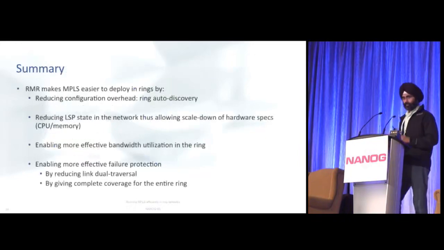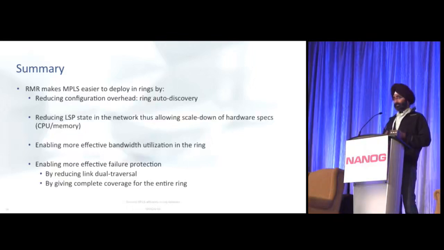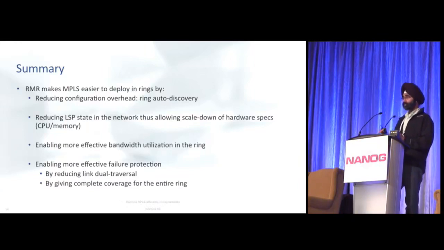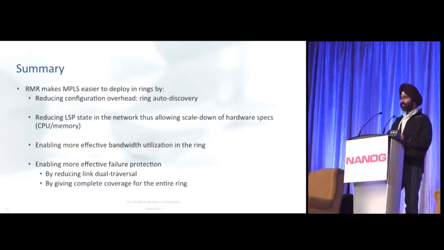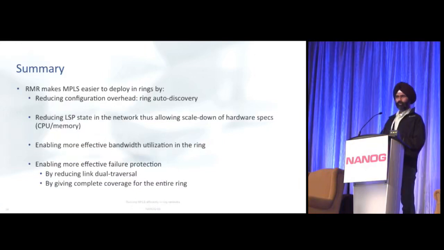In summary, RMR makes MPLS easier to deploy in rings. It makes configuration much easier, and it enables reduction of control state on nodes in a ring. By virtue of being able to utilize both the paths that exist between a pair of nodes for forwarding labeled traffic, it is utilizing the bandwidth effectively. And it helps prevent link dual traversal by virtue of the cascaded global repair scheme that I described in one of the earlier slides.